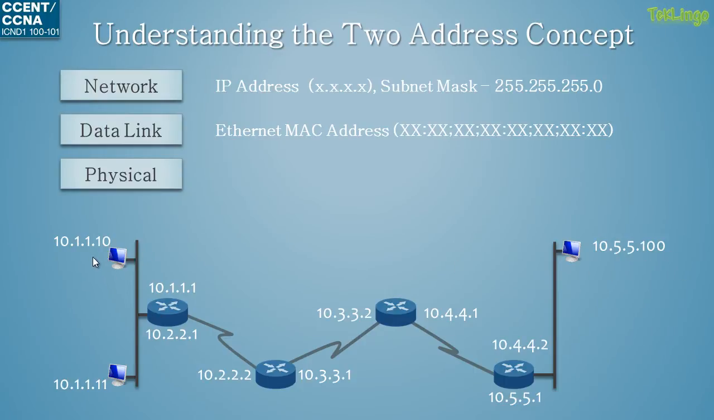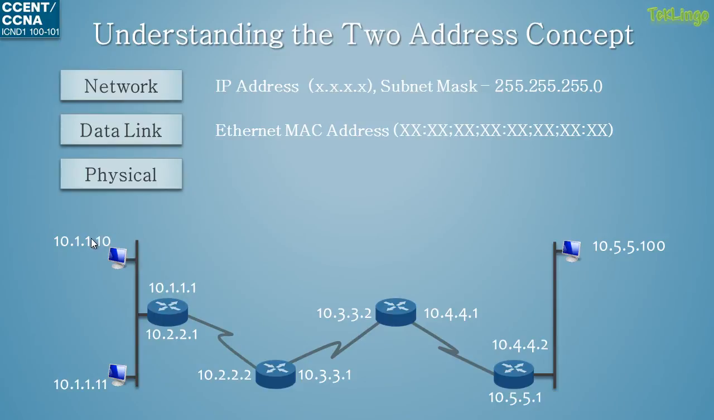If a default gateway is configured for 10.1.1.10, the computer 10.1.1.10 will send an ARP message for the MAC address of 10.1.1.1, which is the router IP of this network. Now the computer 10.1.1.10 knows that the computer 10.5.5.100 is not on the local network, so it will ARP for the MAC address of the default gateway.